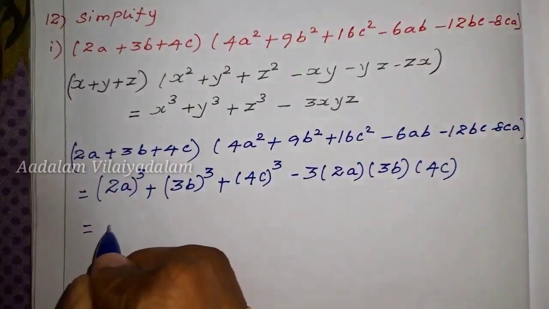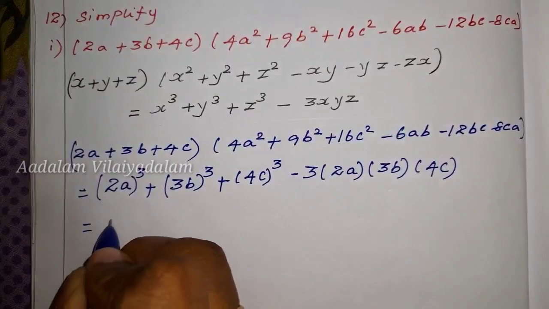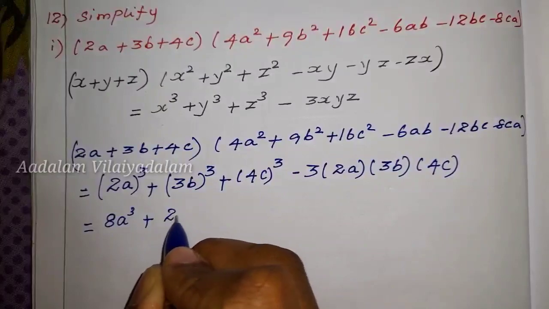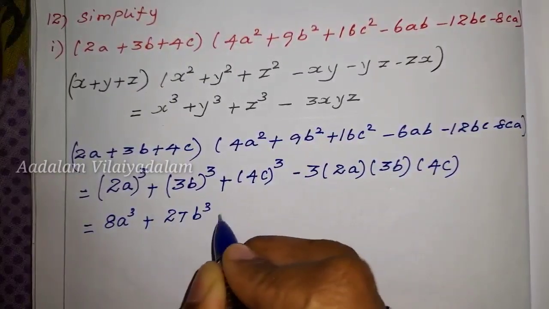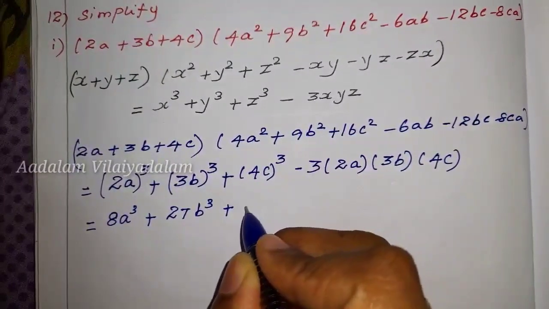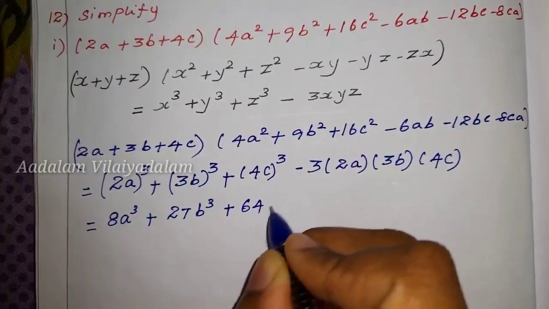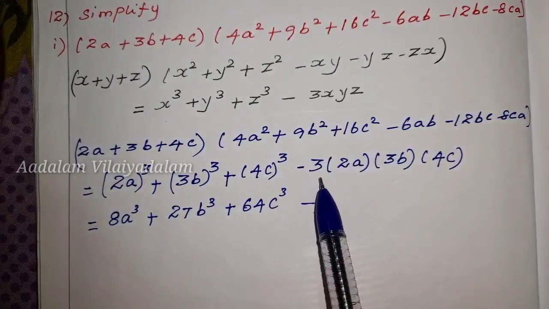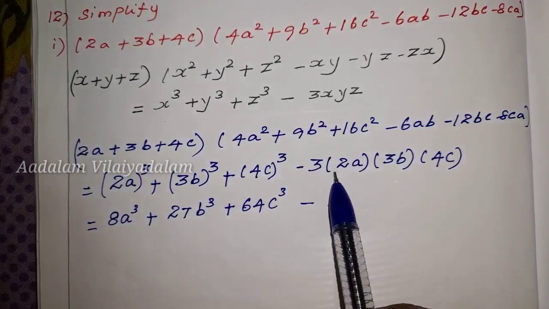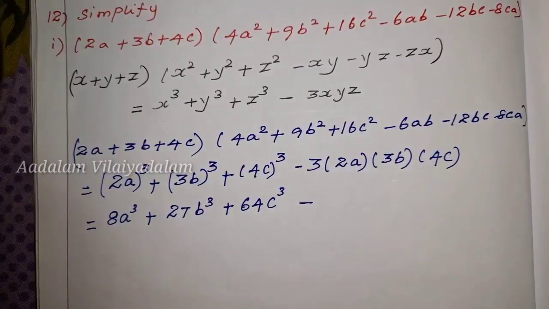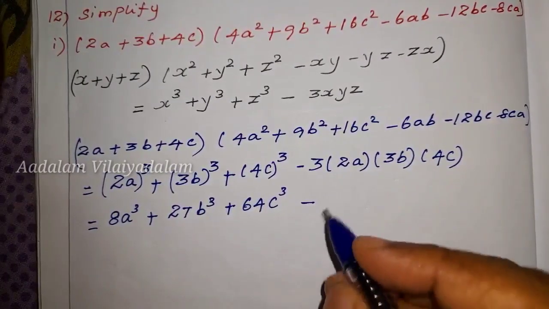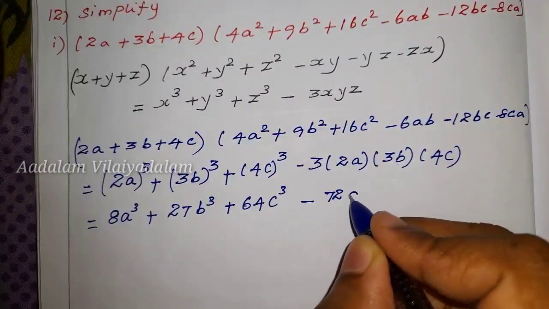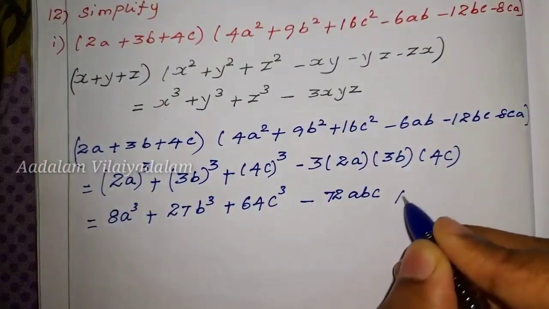So 2 cube, we have to write 2 three times. The answer is 8a cube plus, 3 cube value is 27b cube, plus 4 cube value is 64c cube, minus, so we have to multiply the constant values. 3 2s are 6, 6 3s are 18. So 18 into 4, that is 72. So abc. So this is the answer.